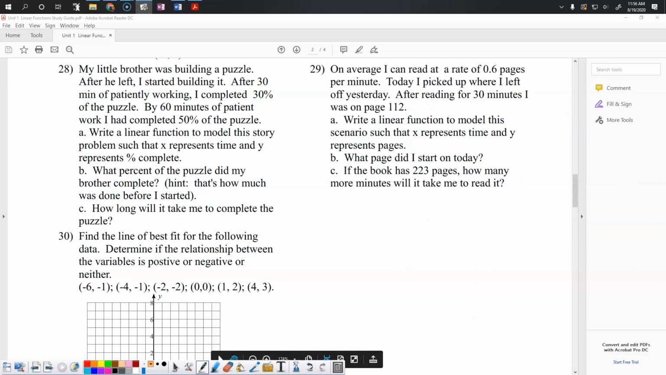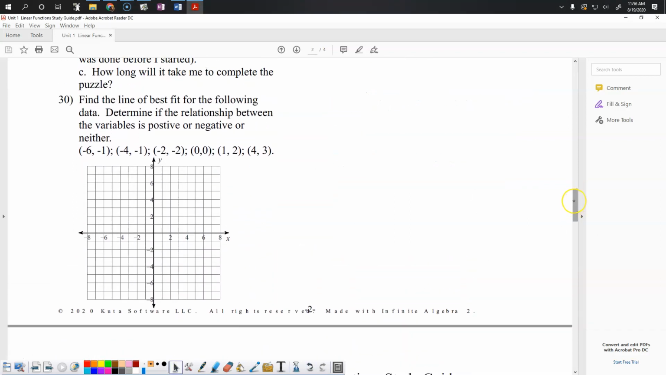All right, last problem on our study guide. Linear regression or lines of best fit. So as here it says, find the line of best fit for the following data. Determine if the relationship between the variables is positive or negative or neither. Okay, so we're going to plot these points. -6, -1 is first. -4, -1. -2, -2. 0, 0. 1, 2. 4, 3.